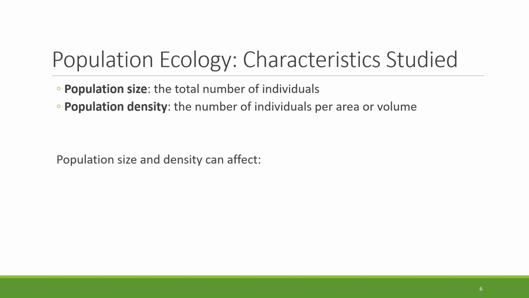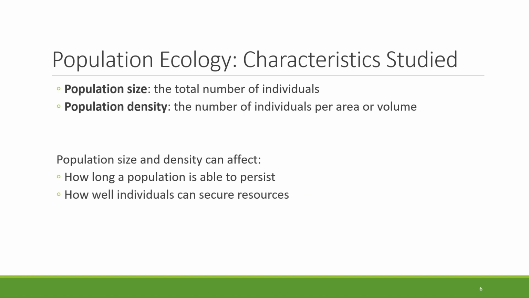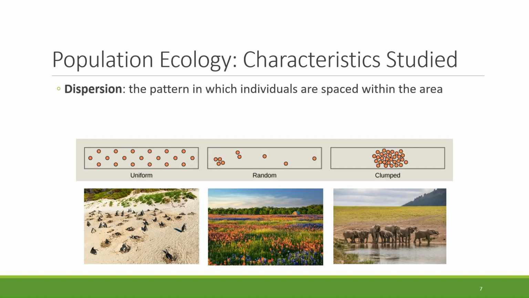And these two variables are especially important because they can affect many things: how long the population is able to persist, how well the individuals in the population can secure resources for themselves, how well they can secure mates, and many other outcomes as well. So size and density are very important to ecologists, but they also look at other characteristics of populations as well.